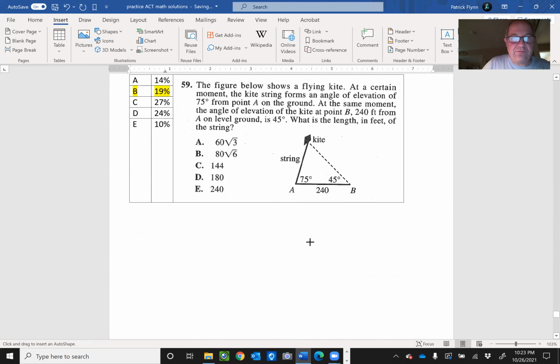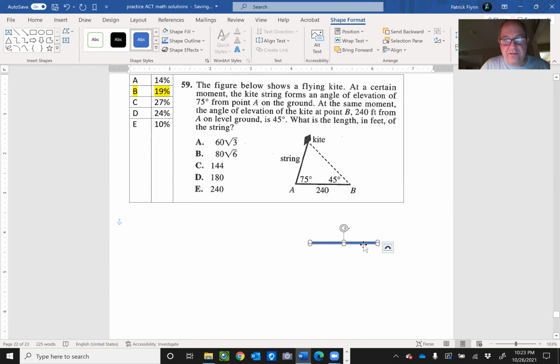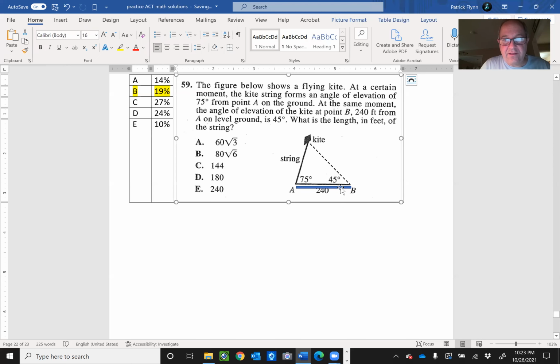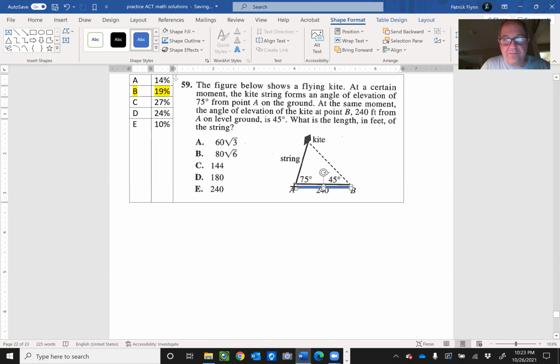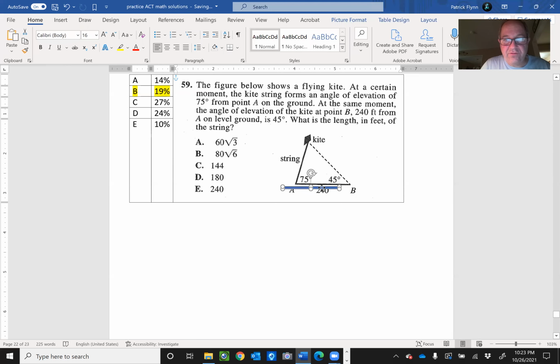Oh, I'm sorry, we're trying to find the string, right? So I could take this and say, like, how long is that? Doing my measuring idea, I think it's way easier on paper, right? And we know that this length here is exactly 240, right?